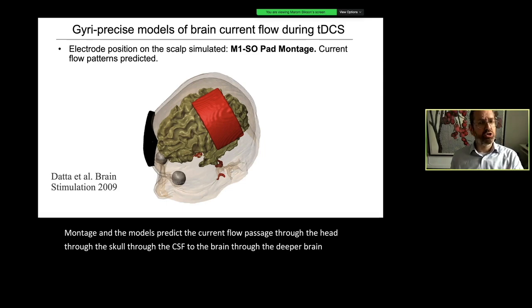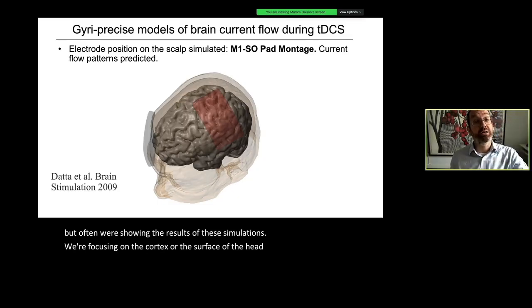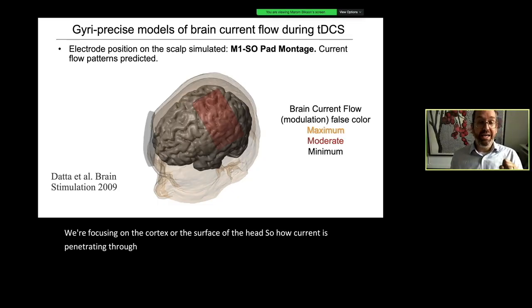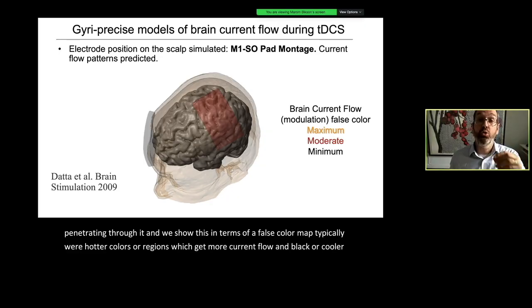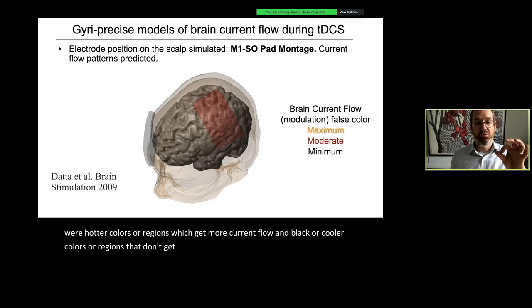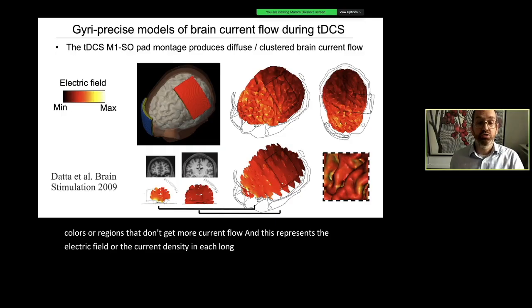But often when we're showing the results of these simulations, we're focusing on the cortex or the surface of the head, so how current is penetrating through it. And we show this in terms of a false color map, typically where hotter colors are regions which get more current flow, and black or cooler colors are regions that don't get more current flow. And this represents the electric field or the current density in each voxel of the brain. So this is what those results look like.